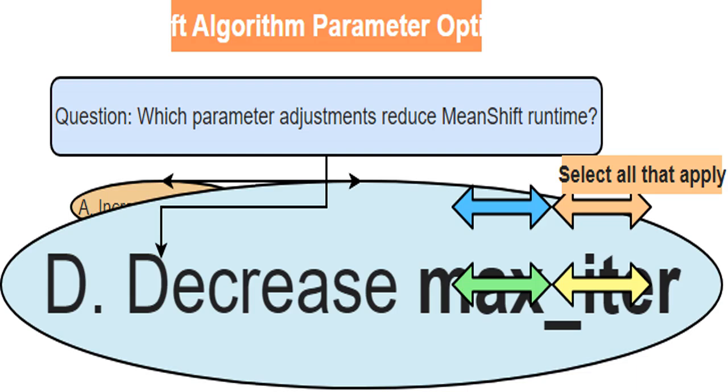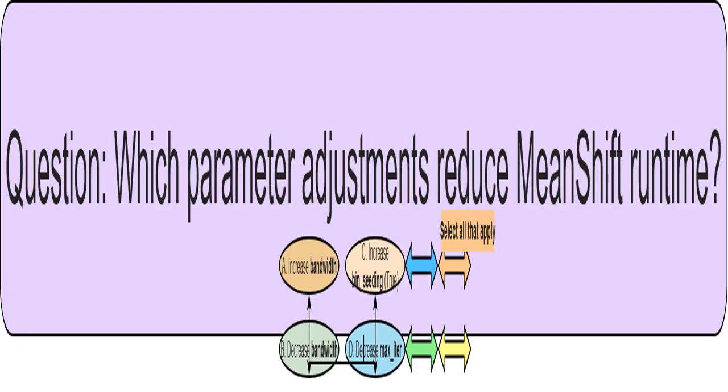Hey Vamsi. This line simply sets the stage, introducing the topic of optimizing the MeanShift algorithm's parameters. It's like the title of our investigation, setting the context for what's to come. Here's the core question. Vamsi, we need to figure out which parameter tweaks will make the MeanShift algorithm run faster. It's a multiple choice question, so we need to carefully consider each option.